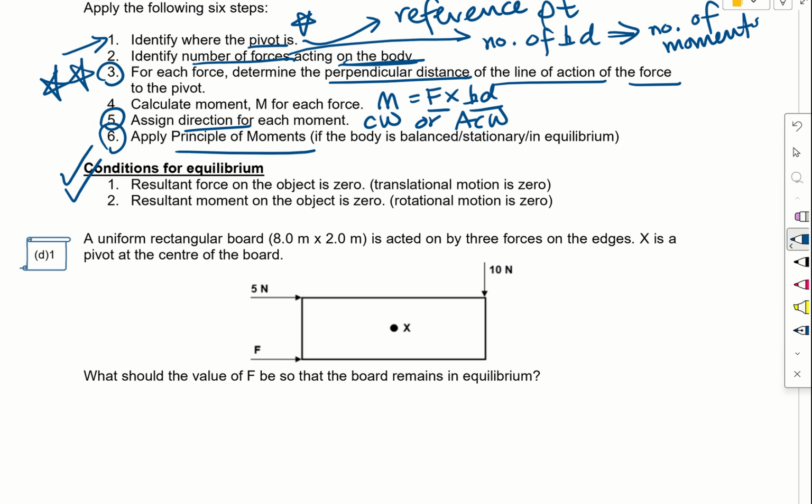So the resultant force on the object is 0. That means the translational motion is 0. And the resultant moment on the object is 0, so rotational motion is 0. Which means the first one is actually F net equals 0. Second one is the net moment equals 0.